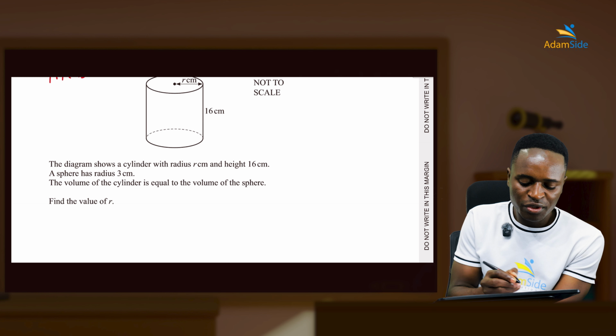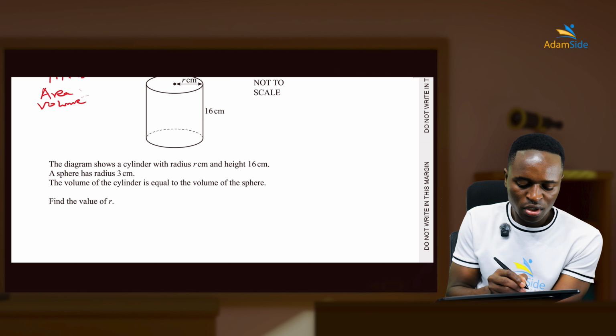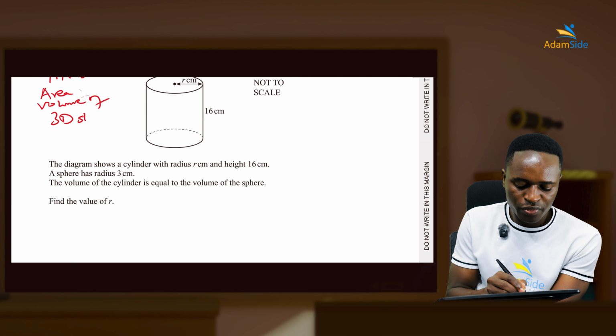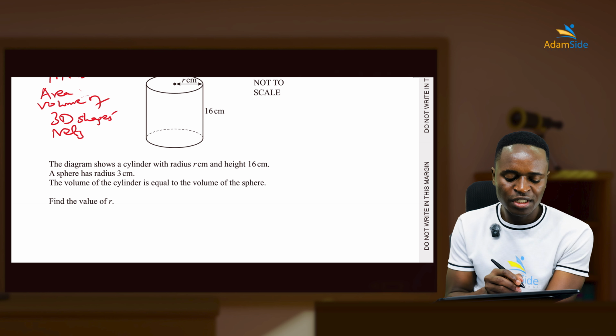Next question. This is when you're finding area and volume of 3D shapes, and something also examined is nets.